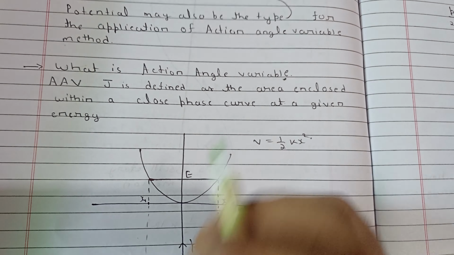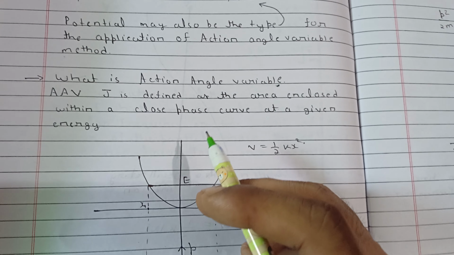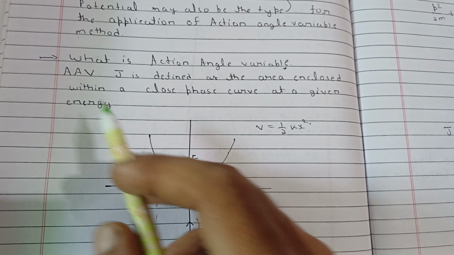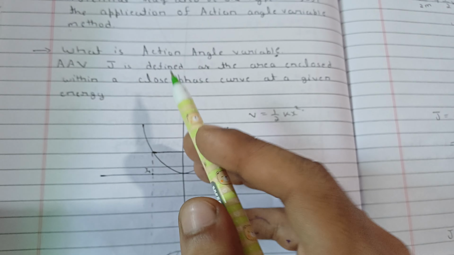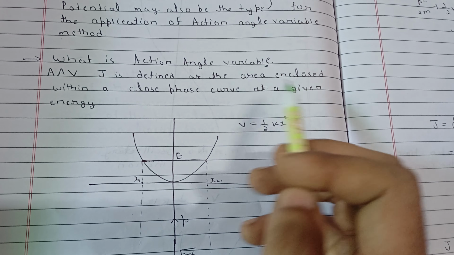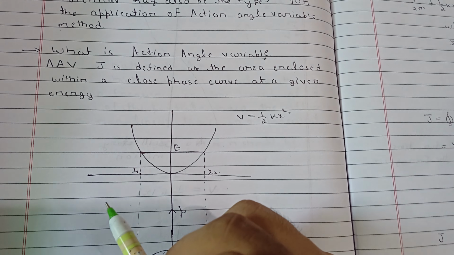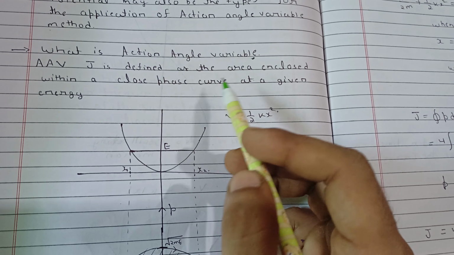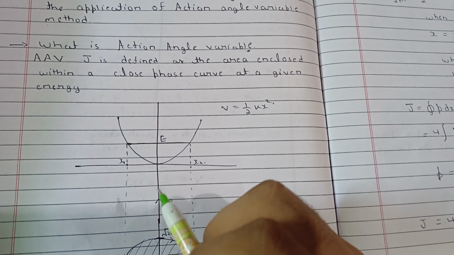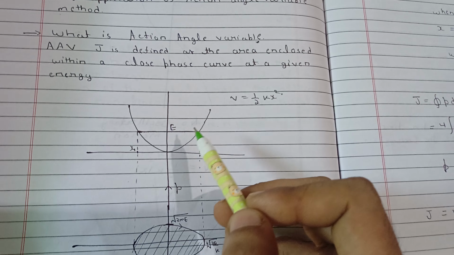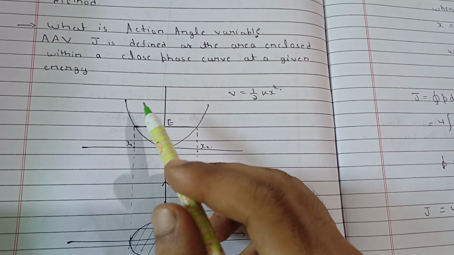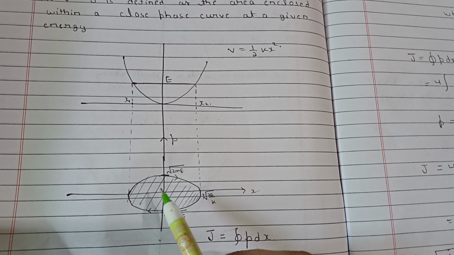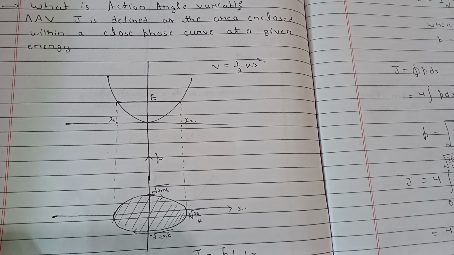Now what is the action angle variable? First we will see it for the simple harmonic oscillator, about which we already know the potential. The action angle variable J is defined as the area enclosed within a closed phase curve at a given energy. So what is a phase space curve? The phase curve, or phase trajectory, we already studied when we started our lectures. If you have a potential curve, then you can draw it in terms of momentum and position. That defines the phase trajectory of the particle.